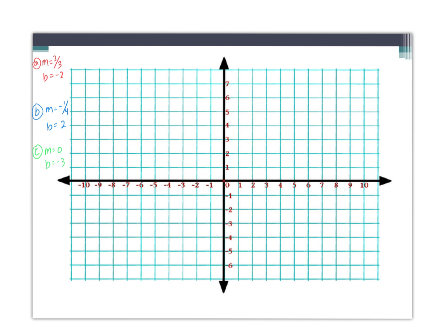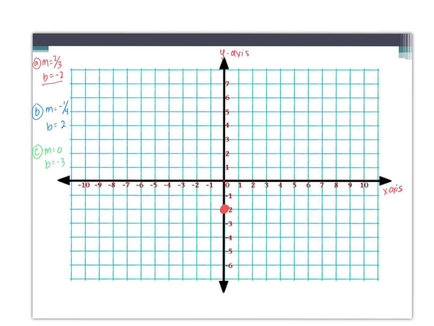So if you notice here in the corner, I wrote the slope and the y-intercept from the previous slide. So the first thing I'm going to do is I'm going to graph A, the first equation that we got to. And I notice that my y-intercept, I'm going to start with my y-intercept, is negative 2, so I know my first point on my graph is 0, negative 2. Remember, this is my y-axis. This is my x-axis.